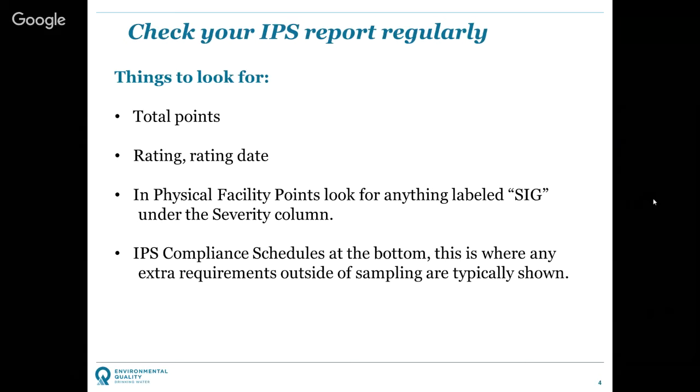Things you want to look for are the total points, the rating, and the date that the rating was applied. And in the physical facility points, look for anything labeled SIG. That means significant deficiency. And anything that is a significant deficiency, if it's not fixed within a certain time frame, turns into a violation.